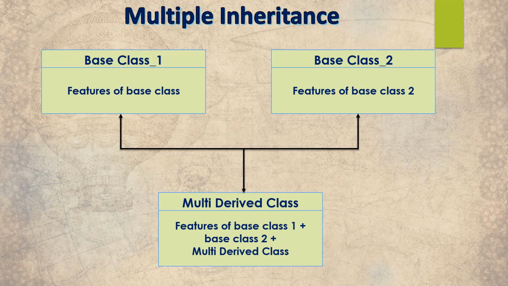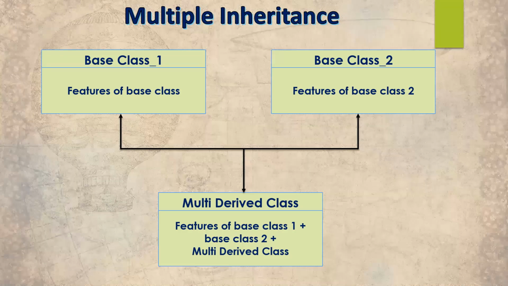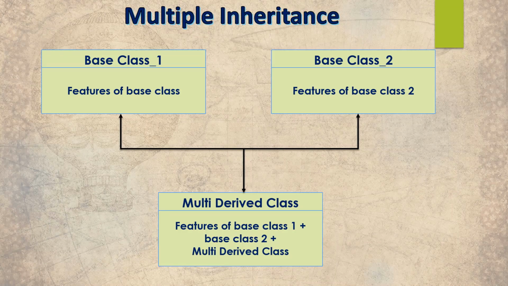First of all, let's say we have two base classes. Here is base class 1 with its features, and we have another base class with the features of base class 2 as well. From these two classes, I want to derive another class, and that derived class will have all the features of base class 1 and all the features of base class 2. Now the question is how we can implement this in Python using an example. So let's go to the Jupyter notebook.